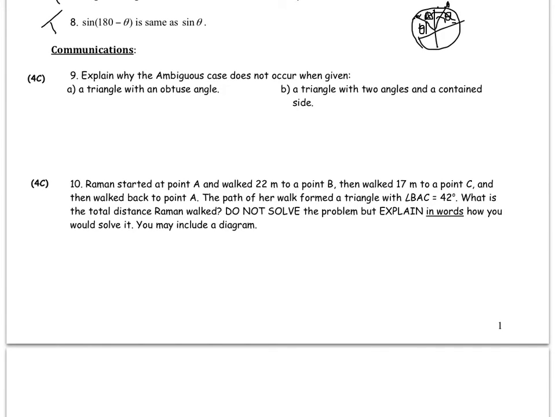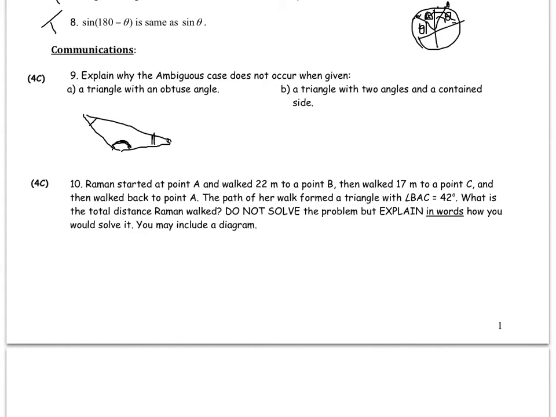Now the next question is asking, explain why the ambiguous case does not occur when given a triangle with an obtuse angle. By definition, an obtuse angle is an angle which is greater than 90 and less than 180. So if this is an obtuse angle, then the sum of the other two angles has to be less than 90 degrees, because the sum is 180, and this angle is greater than 90 degrees.